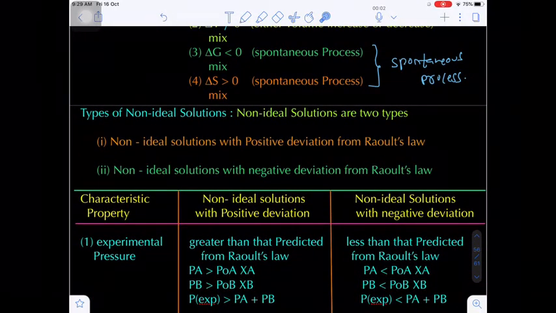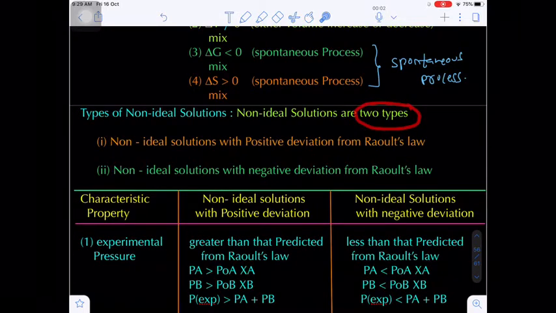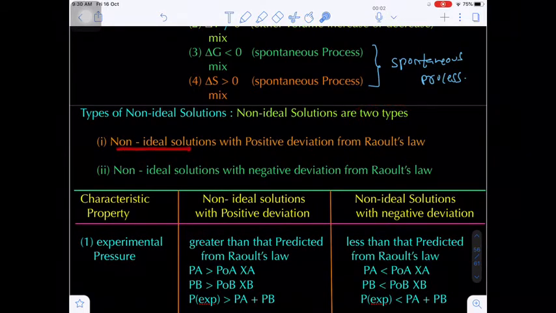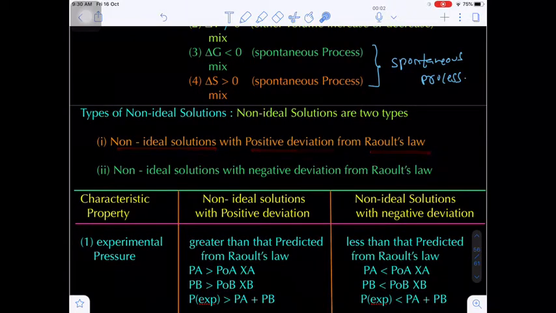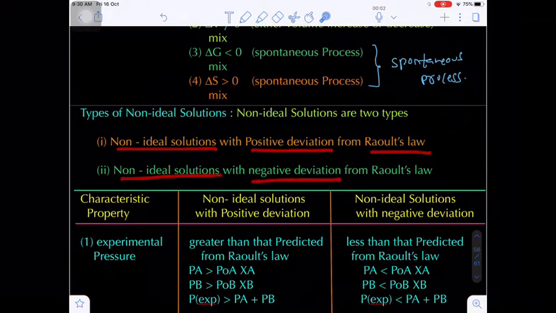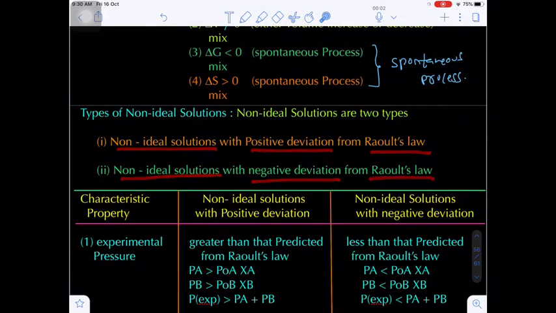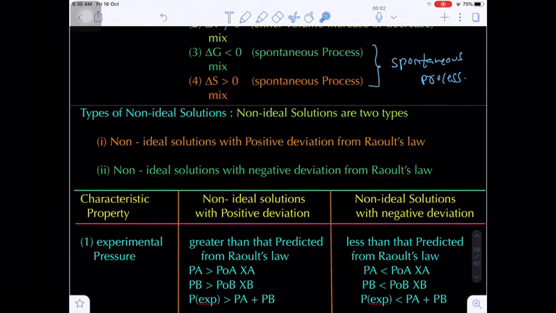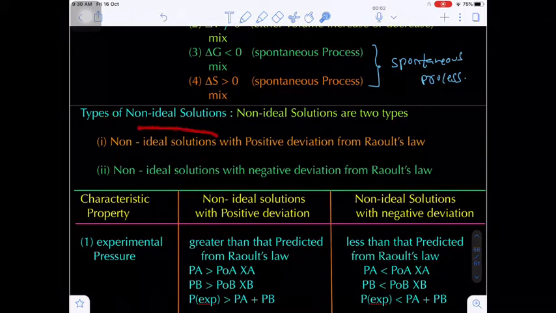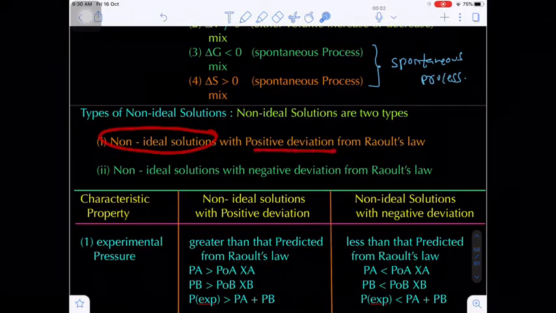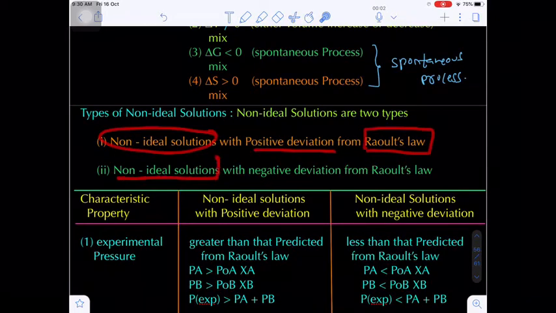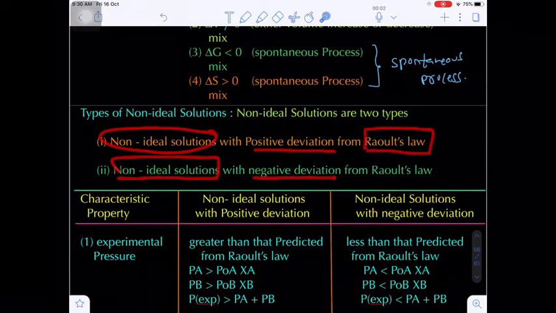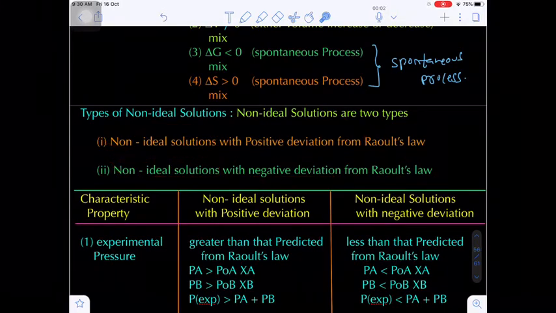Okay, now how many types of non-ideal solutions are there? There are two types of non-ideal solutions. The first one, non-ideal solutions showing positive deviation from Raoult's law. The second, non-ideal solutions with negative deviation from Raoult's law.